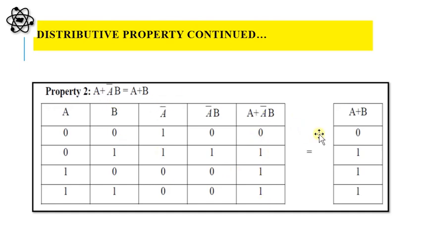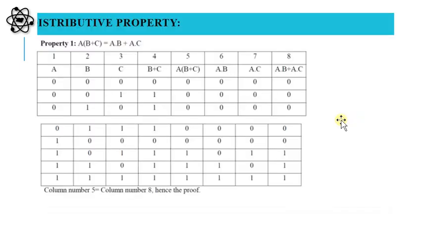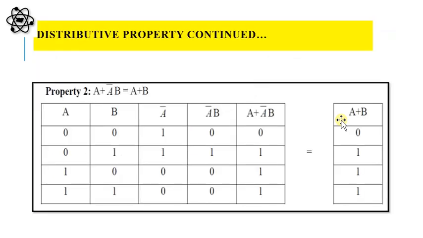And if you look at the RHS, this is equivalent to writing A plus B. So I perform the operation A plus B and I get the result as 0, 1, 1, 1, the same as that of the LHS. So in this case as well, LHS is equal to RHS. Unlike the previous case where we showed the distributive property using 3 variables, here we are showing the distributive property by using just 2 variables.